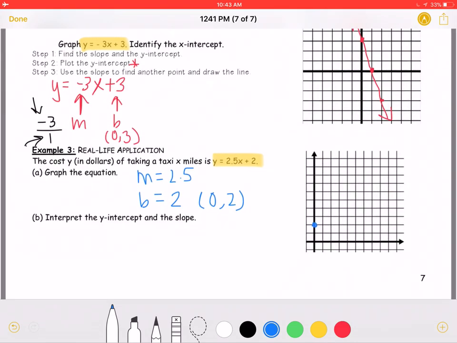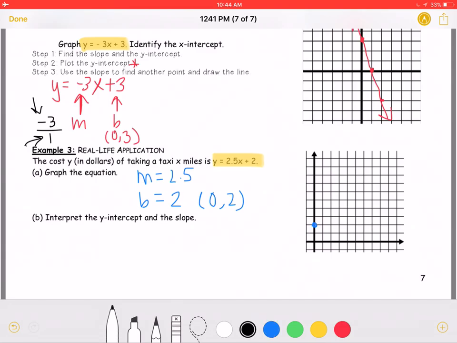Now I'm going to use my slope to find another point so that I can draw a line for this equation. So my slope is 2.5, which means, you can do this one of 2 ways. You could keep it as 2.5 and you could rise 2.5 and just go over 1 if you wanted to kind of keep it as a fraction. That's fine. It's a little harder when you have decimals though. A half is easy, but if it was like 0.3 or 0.6, that's a lot harder.